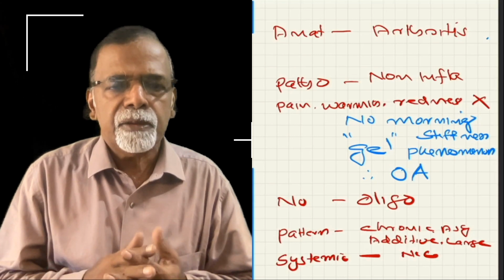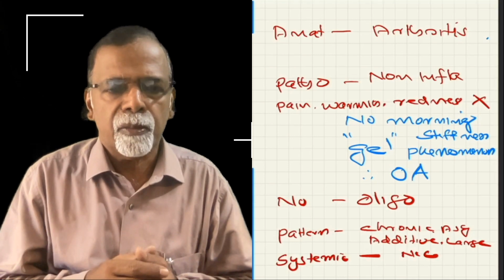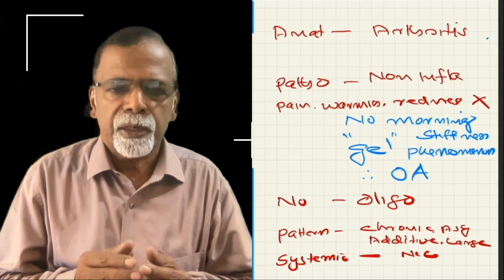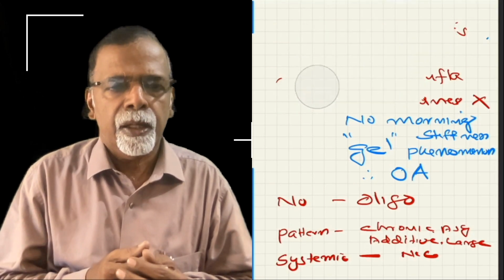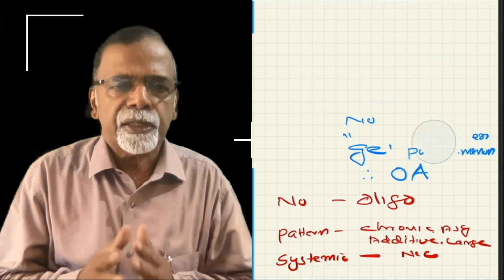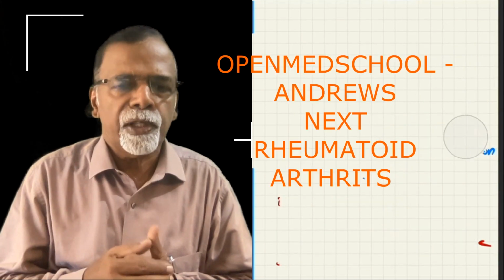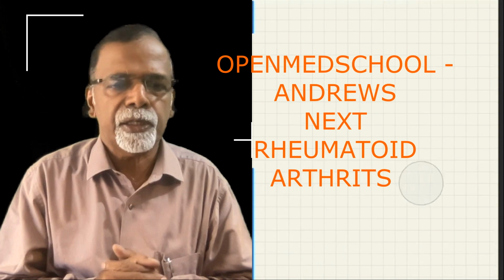And what are the investigations? Usually the routine blood examination will be normal, because the ESR, CRP, etc. elevate only in inflammatory arthritis. The only investigation you need is an X-ray to see whether there are any radiological features of osteoarthritis, which we will discuss later.